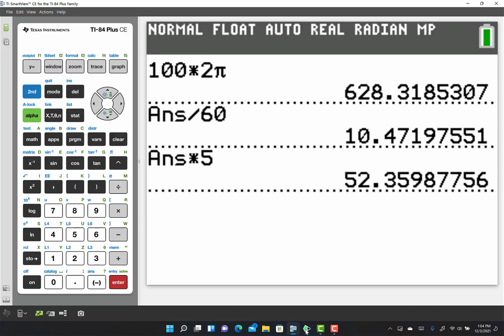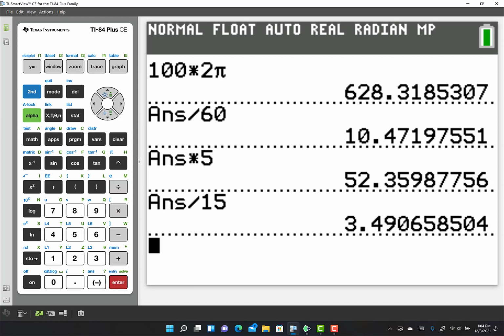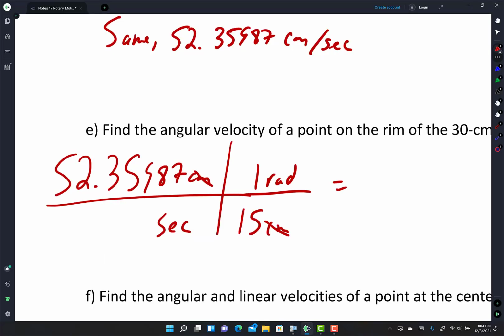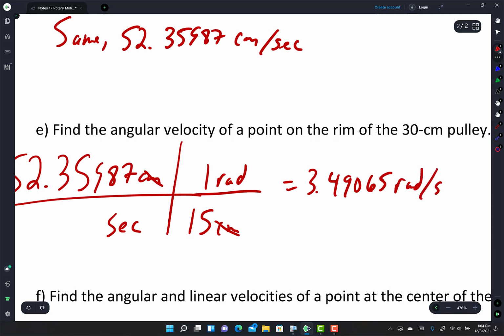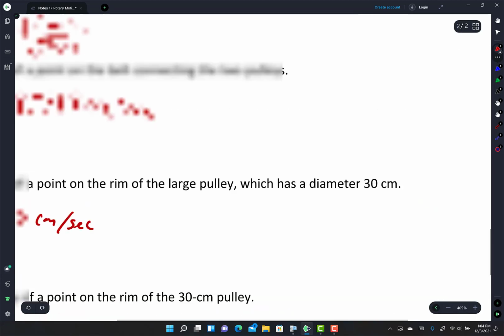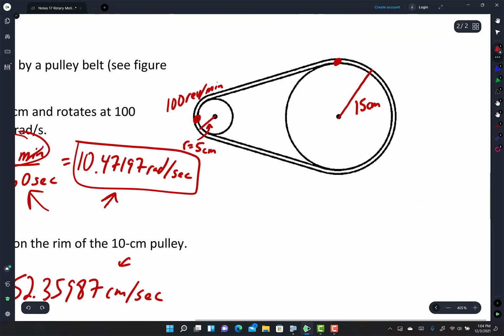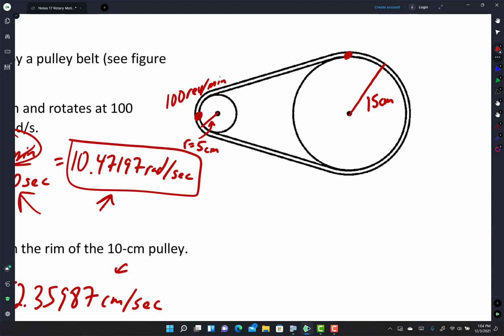So I'm going to go to my calculator, and I take that number. I already have it there in my calculator. And I divide it by what? 15, and there it is. 3.49065 radians per second. I want that angular velocity for the big pulley. All right.